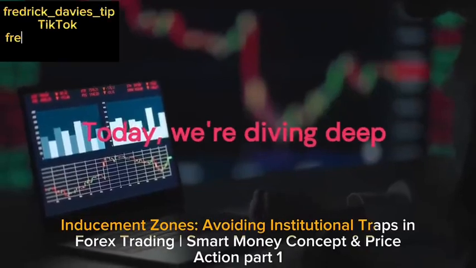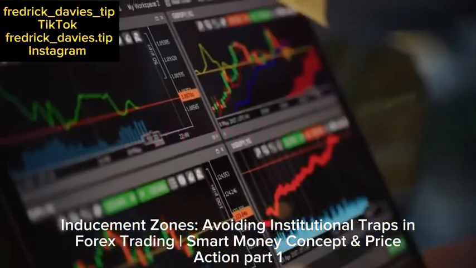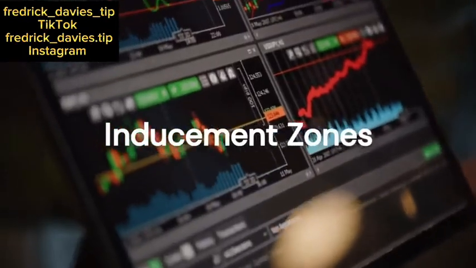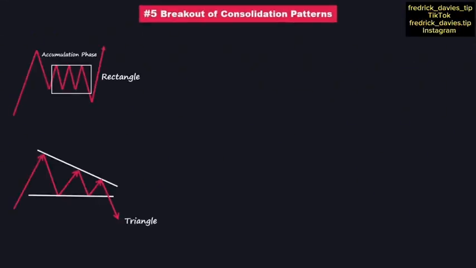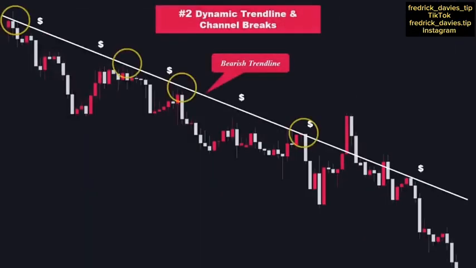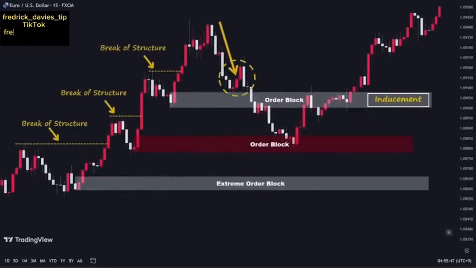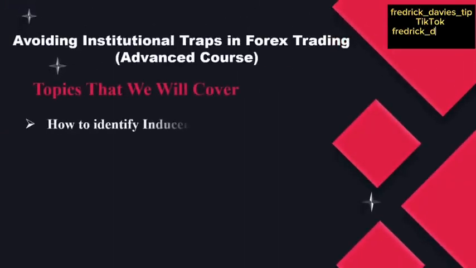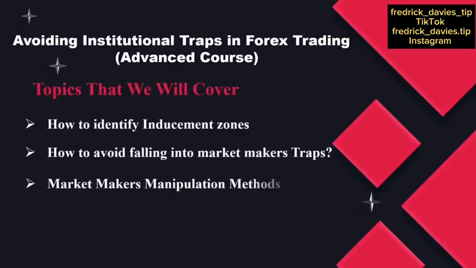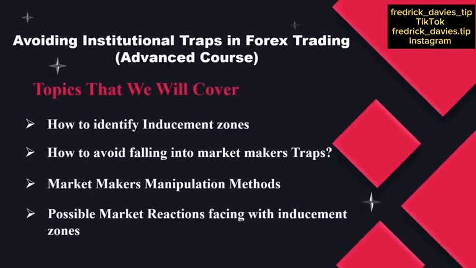Today, we're diving deep into a crucial aspect of the financial markets that every trader should be aware of: inducement zones. These deceptive areas on the price chart are strategically crafted by institutional players to lure unsuspecting traders into traps. Inducement zones are a hidden weapon used by institutional players to manipulate market sentiment, and they can turn a promising trade into a nightmare. In this video, we'll unravel the secrets behind these inducement zones, understand how they work, and most importantly, equip you with the knowledge to protect yourself from potential losses.